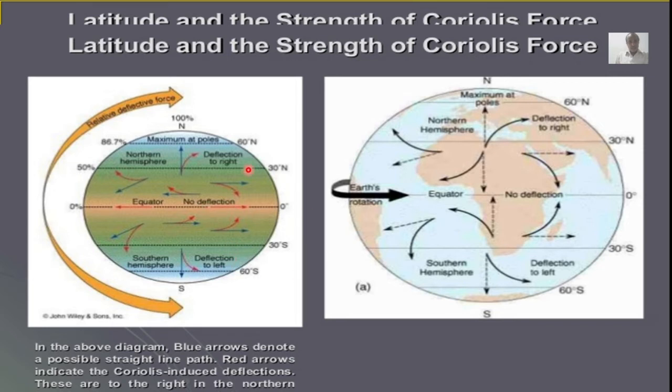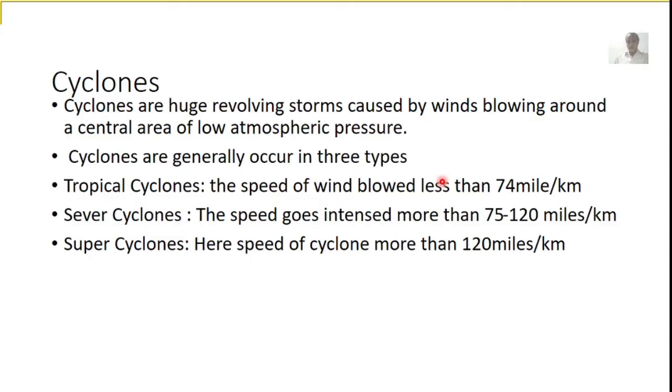So these are the latitudes. 0-degree latitude, the hot equator. As the latitude increases, the Coriolis force also increases. So this is nothing but a region that is nothing but the high pressure region. In the straight line path, the red arrows indicate the Coriolis deflections.